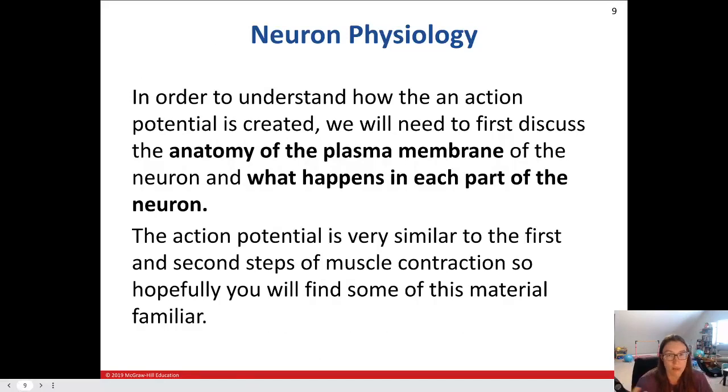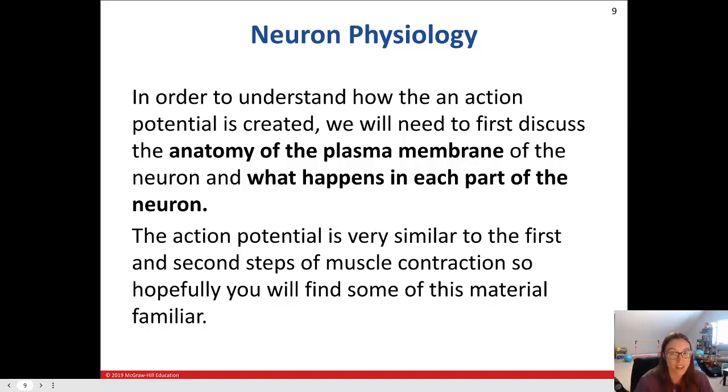All right, so now we're going to move on to a little bit of neuron physiology. And so in order to understand how an action potential is created, we're first going to talk about a few things. The anatomy of the plasma membrane of the neuron, right? This is important. This is why we reviewed membrane transport. And then what happens in each part of the neuron.